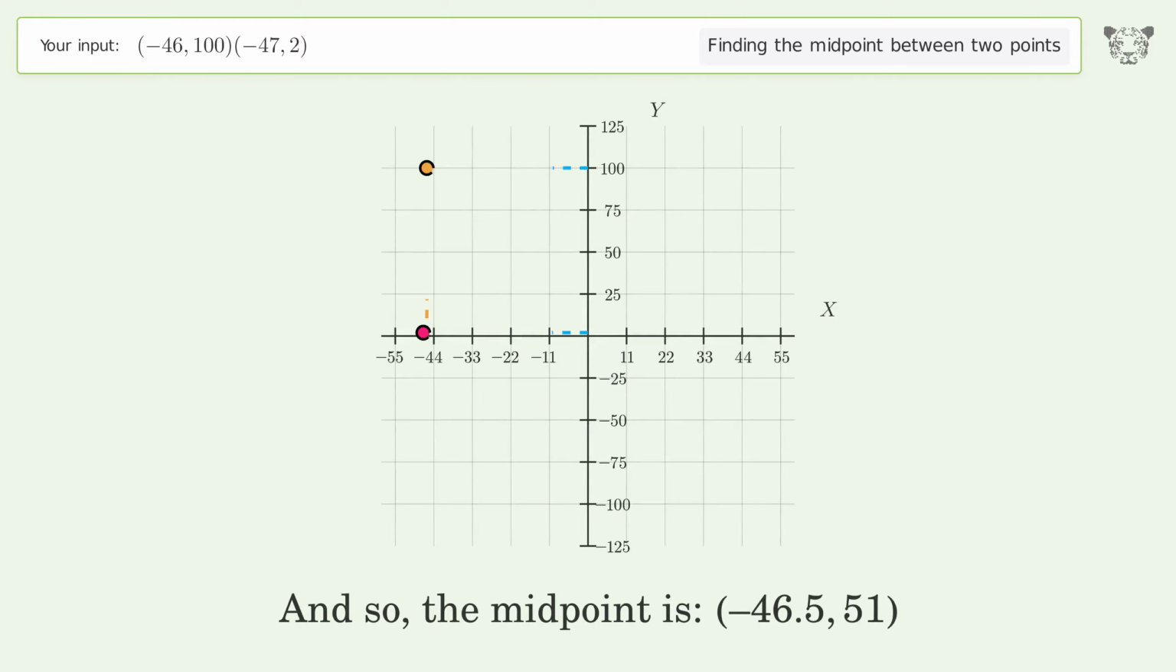And so, the midpoint is negative 46.5, 51.